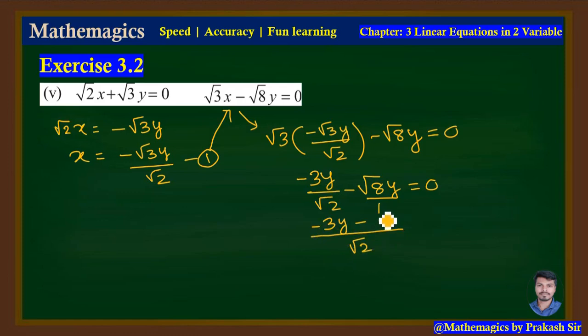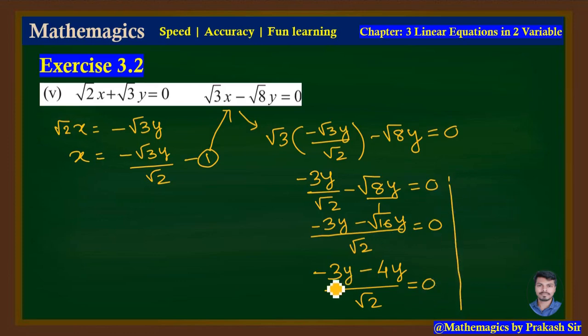Minus, root 2 divided by 1 becomes root 2. Root 2 into root 8 becomes root 16y is equal to 0. Here minus 3y, and dear friends, the root 16 value is equal to 4. That's why I've written here 4 into y whole divided by root 2 is equal to 0. And dear friends, finally I will go forward. Minus 3y minus 4y becomes minus 7y is equal to, root 2 will go that side, and root 2 into 0 becomes 0, and again y is equal to 0 upon minus 7, that's why y also is equal to 0. So here we got the value of y.